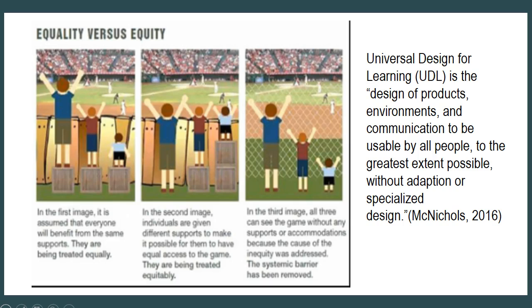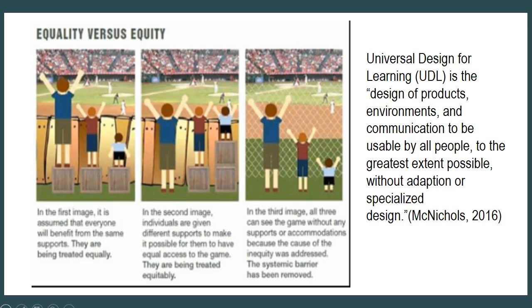In the second scenario, you see in the second image, the individuals are given different supports to make it possible for them to have equal access to the game. So here, they're all being treated equitably. Again, we have the one child to the left who needs no accommodation, the one in the middle needs one, and the other needs two. Now granted, we've given them some specialization or some adaptation so that they can learn, but we haven't really met the needs of everyone without some sort of a deviation.